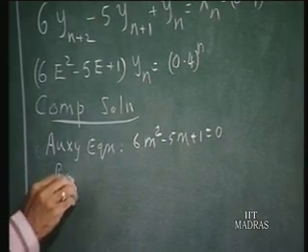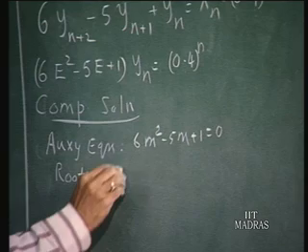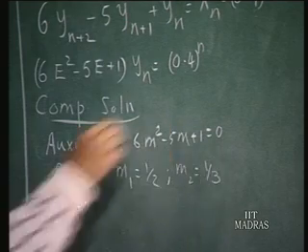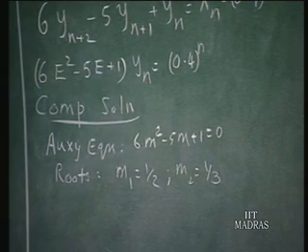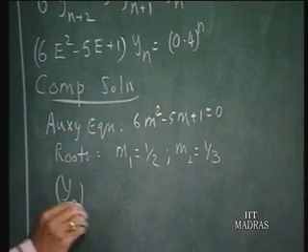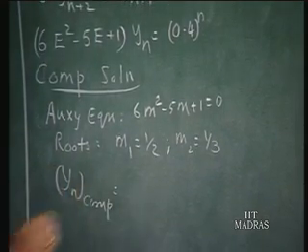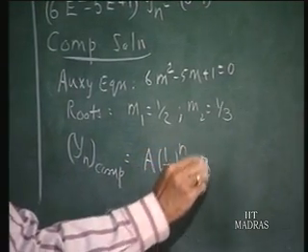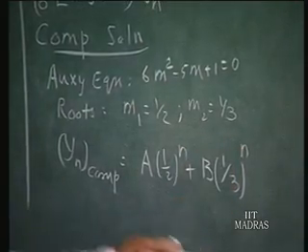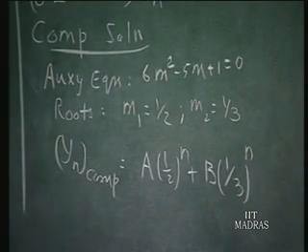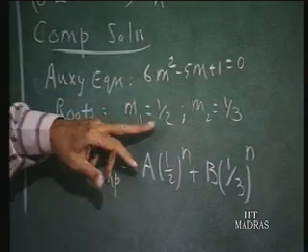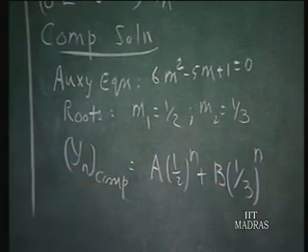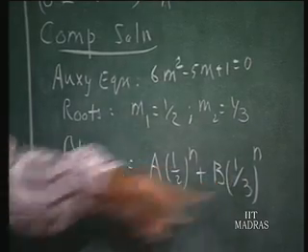The roots of the auxiliary equation are, we have two roots, m1 equals 1/2, m2 equals 1/3. These are the two roots of the auxiliary equation. Once we have this, the complementary solution yn complementary is written down as an arbitrary constant a times half raised to the power of n plus b times 1/3 raised to the power of n. You recall that in the differential equation case, if the auxiliary equation has roots 1/2 and 1/3, we would have written a e to the power of half t plus b e to the power of 1/3 t. Instead of that, in the difference equation case, we have half to the power of n and 1/3 to the power of n.